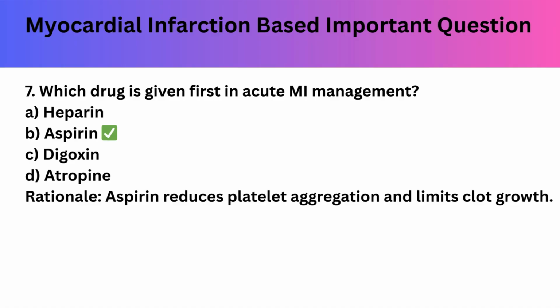Question number 7. Which drug is given first in acute MI management? Option A, heparin; option B, aspirin; option C, digoxin; option D, atropine. Correct answer is aspirin. Aspirin reduces platelet aggregation and limits clot growth.